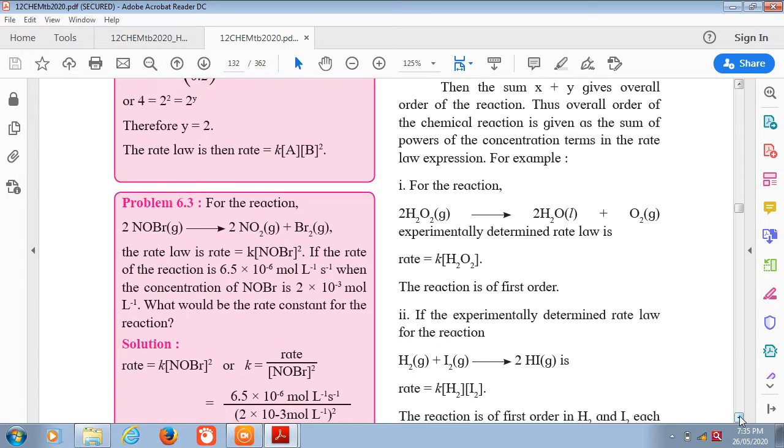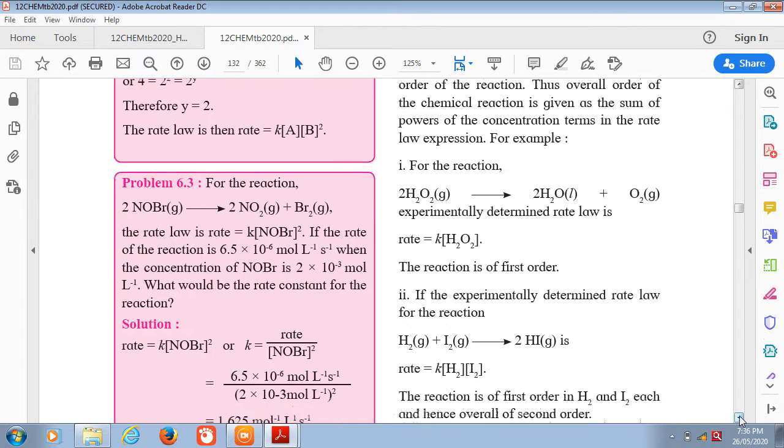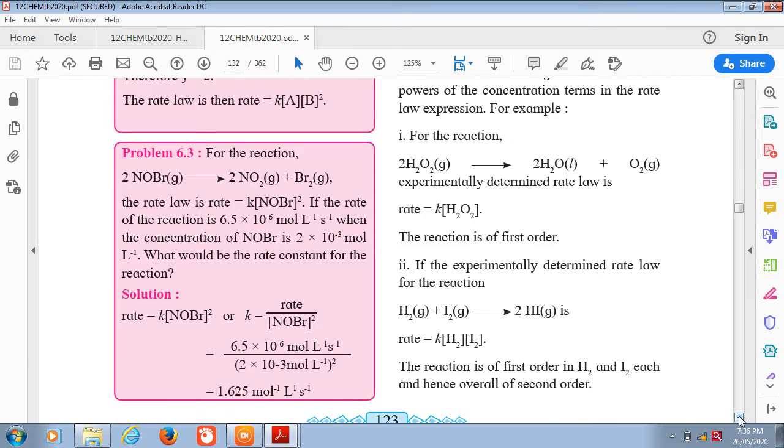If another equation is studied, H2 gas plus I2 gas gives 2HI gas, the rate of reaction is equal to k[H2][I2]. Here if we take 1 plus 1, the rate of the reaction is first order with respect to H2 and I2, so the overall order of this reaction is second. I think all of you understood the order of the reaction.